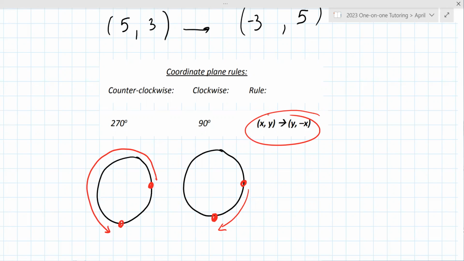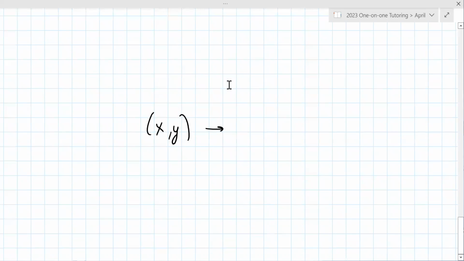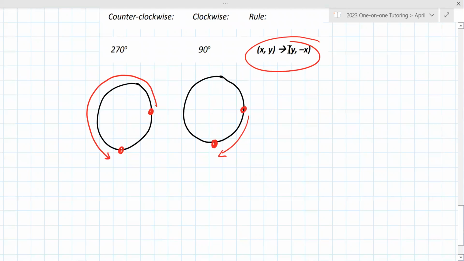Sourish, do you have this down? Yes, I got it down. Okay. All right. So I just want the rule this time. What is the rule for these problems? Yes, what I know is that clockwise is 270, counterclockwise is 90, and x, y goes to y, -x. Okay, let's look at it again. It's x, y goes to y comma minus x. Yeah, y, -x. I was saying that.